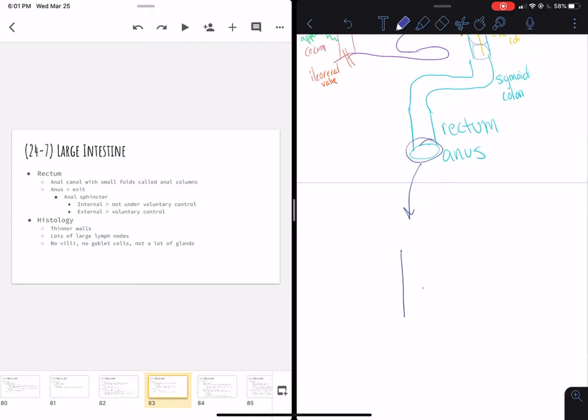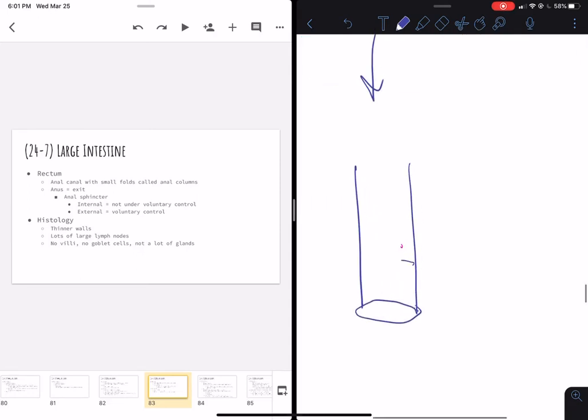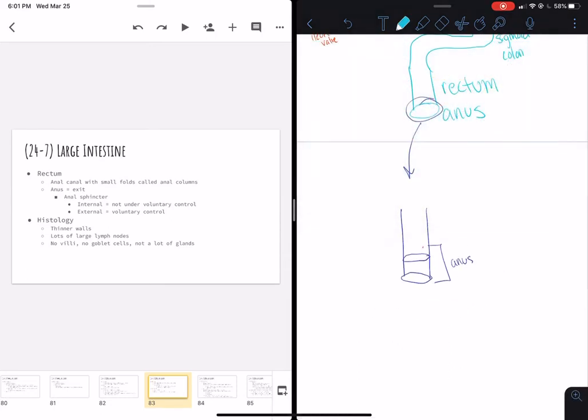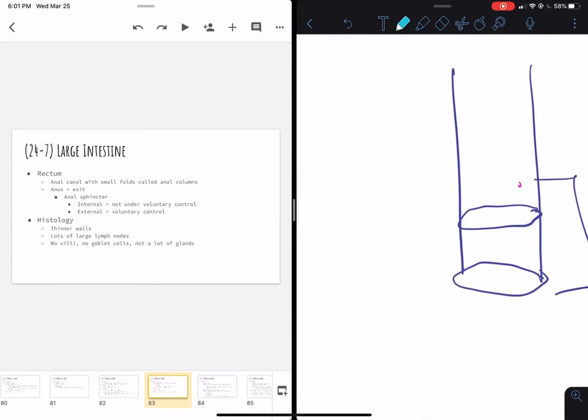So let's see here. Let's draw the rectum like this, and we have two bands of tissue, and let's call this whole portion the anus. So we have two bands of sphincter muscles down here. One is going to be internal. Wow, I'm really struggling with spelling today, I'm sorry. Internal and external anal sphincters. Okay, so they're sphincters, so they're bands of muscle.